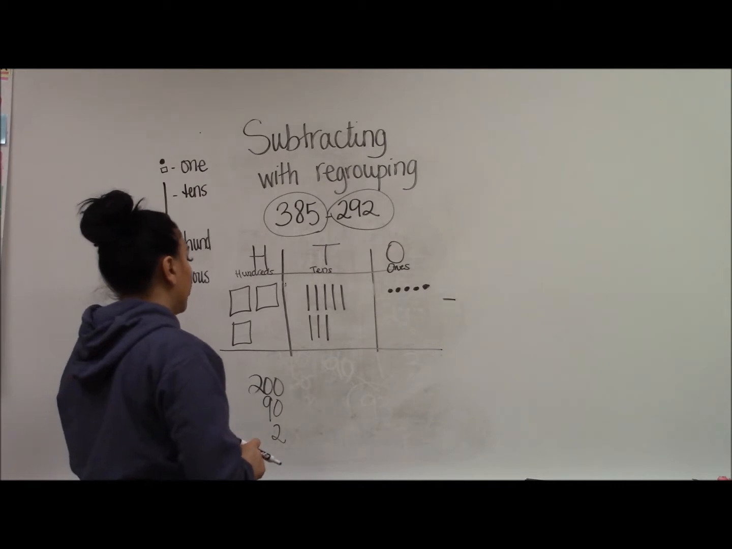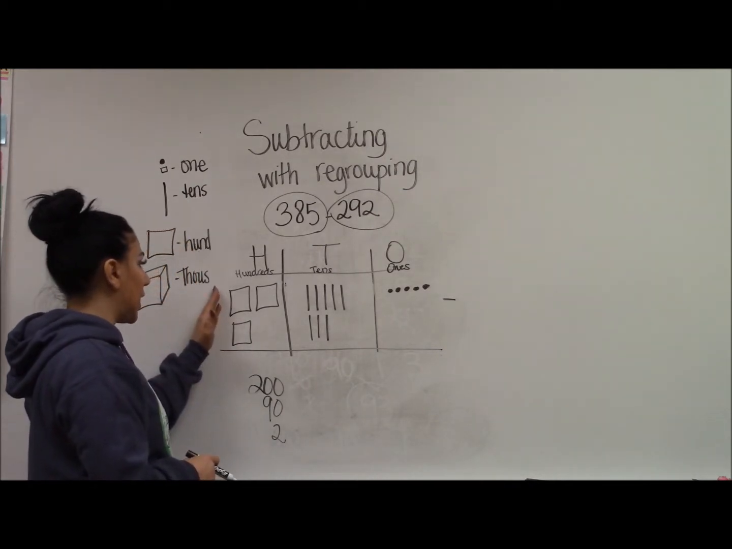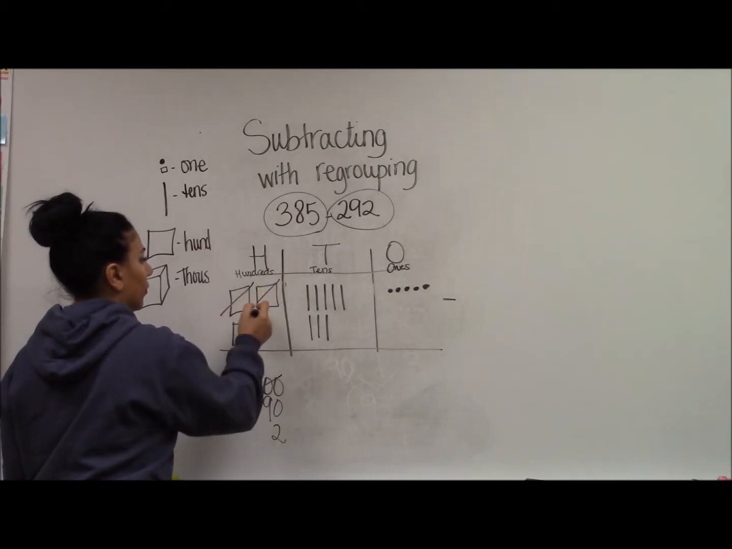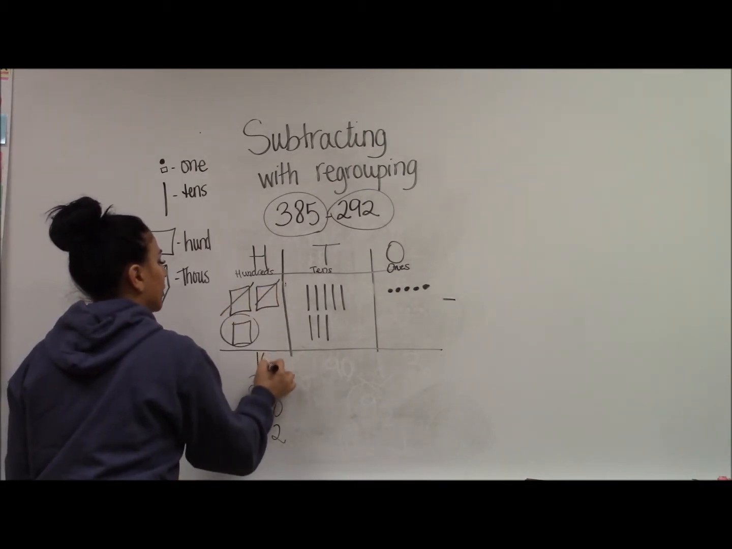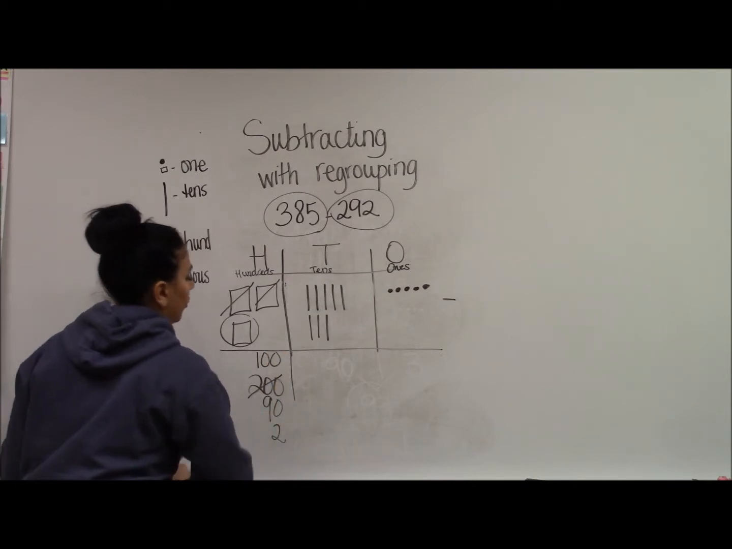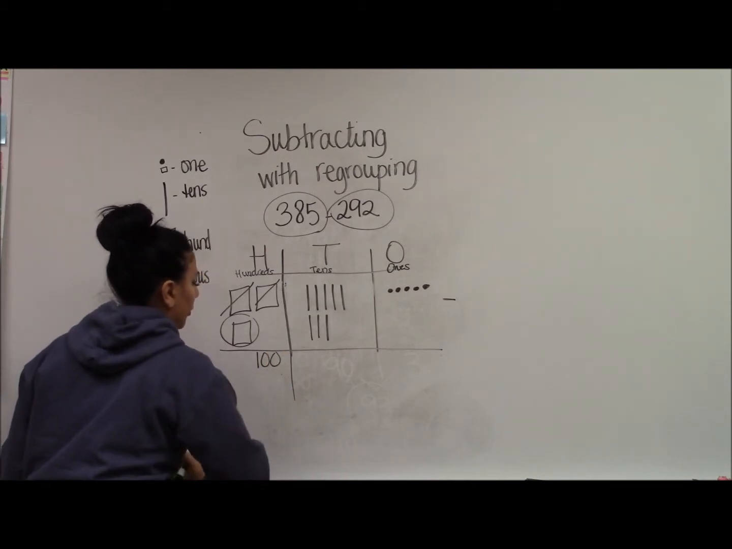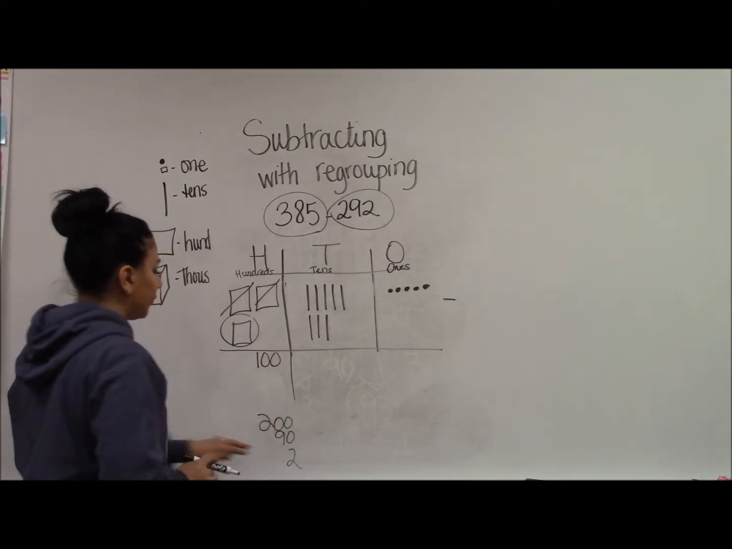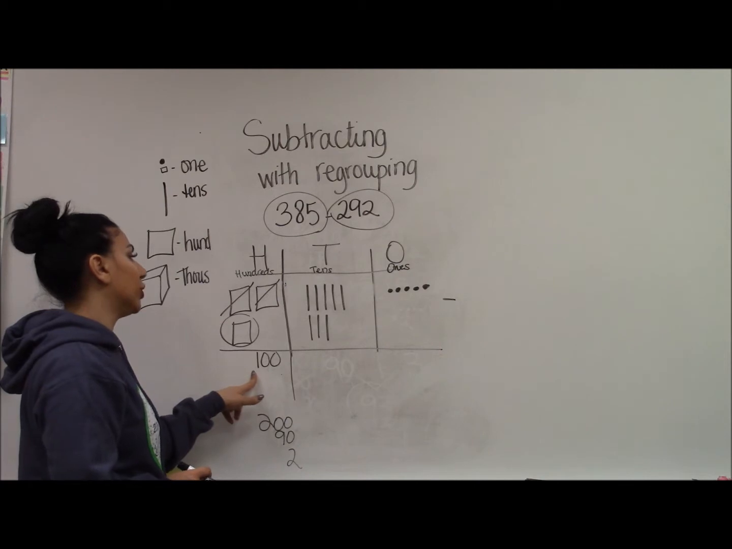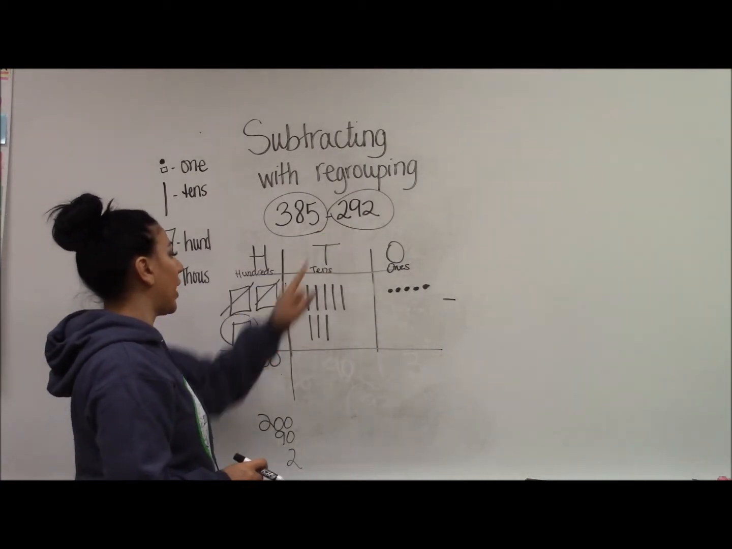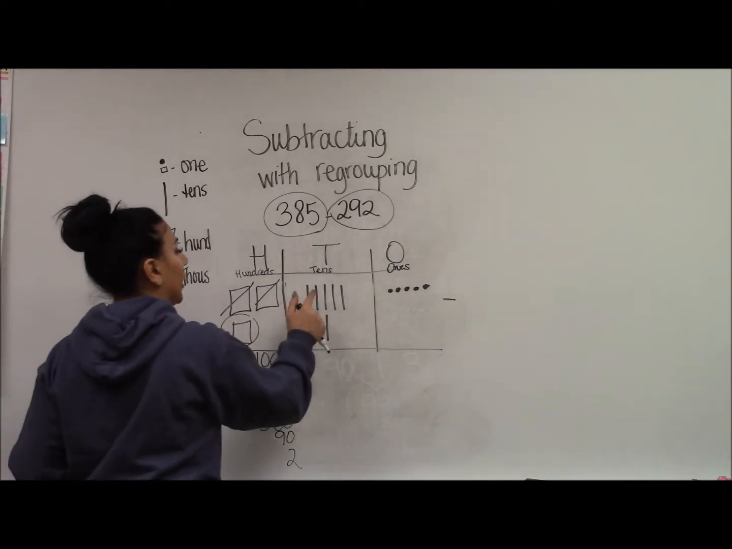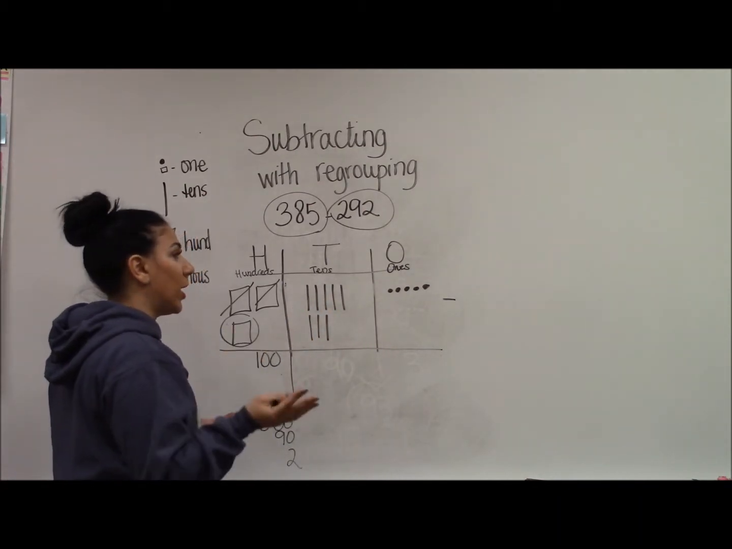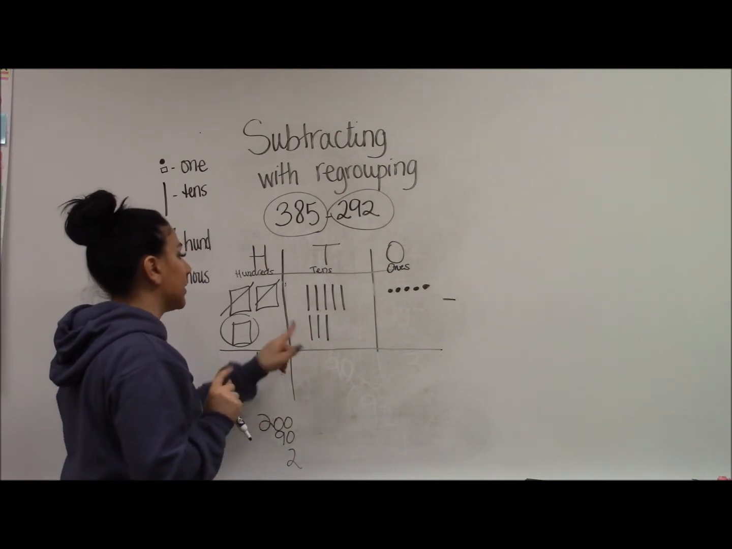So I'm going to start with, you could even start here and say that I'm going to take away 2 hundreds. So I only have 100 left. I'm going to just move this so we're not confused. I'm taking away 200, I'm taking away 90, I'm taking away 2. So I have 100 left over here, and then I'm going to take away 90. Now when I come over here and I'm going to count my tens, I have 1, 2, 3, 4, 5, 6, 7, 8 tens. So I can't possibly take away 9 tens from 8 tens.